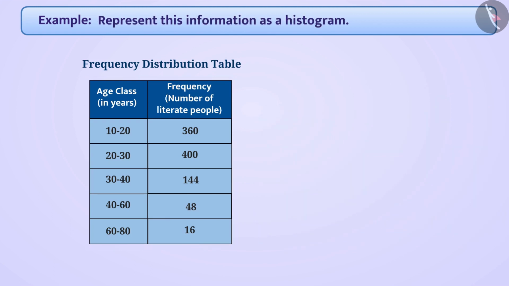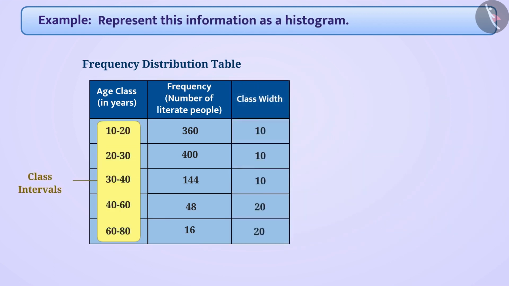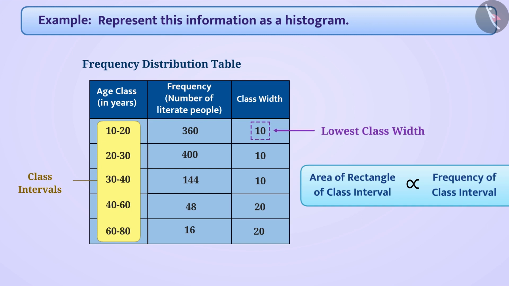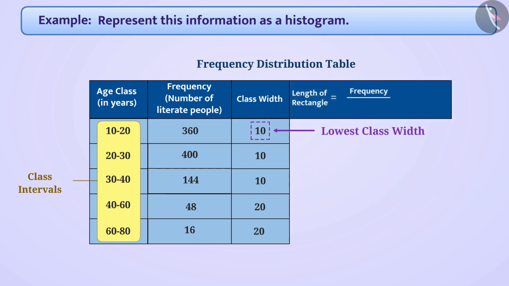In the given table, the width of all class intervals is not the same. Here, we have to make suitable changes in the lengths so that the area of rectangles is proportional to the frequency of the class interval. For this, we will first find the width of each class interval and choose the lowest class width. That is, here we will choose 10. Now, we will change the lengths of the rectangles in such a way that they are proportional to a class width of 10. For this, we will divide the frequency of each class interval by its class width and multiply it by the minimum class width of 10.